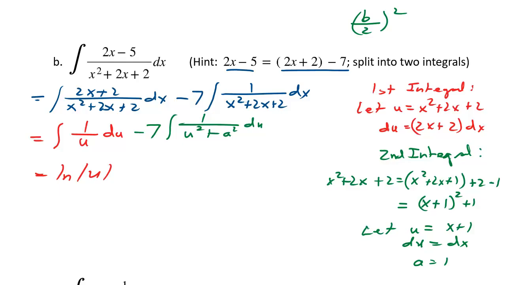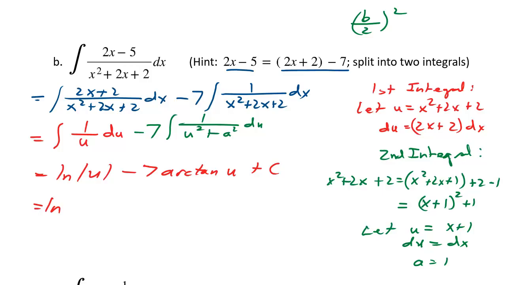The second one is going to be 7 times arctan of u, and then plus c, because a was 1. Remember, a was 1, so you don't have to worry about writing 1 over 1 at the front of arctan. All right, then just fill in your u's.